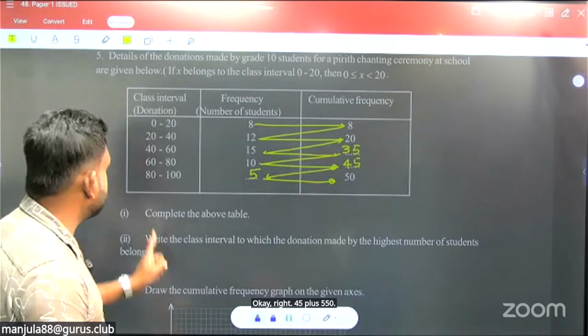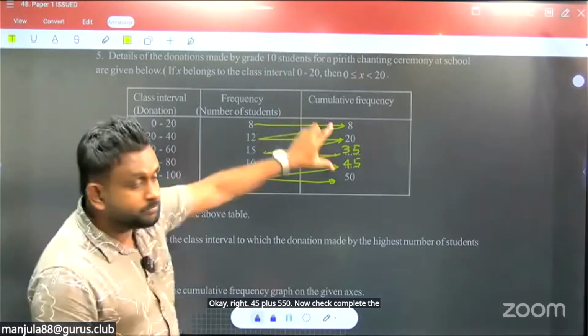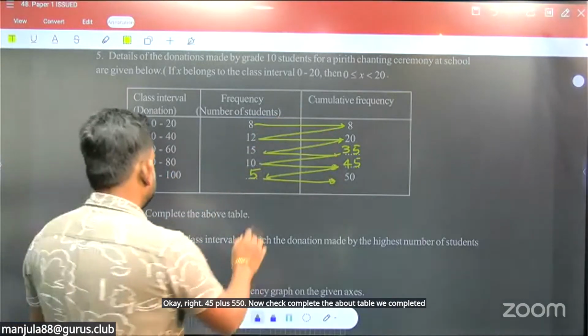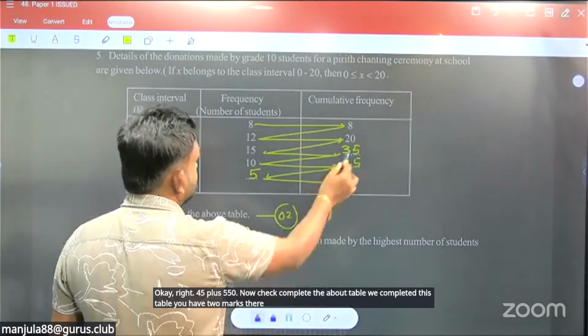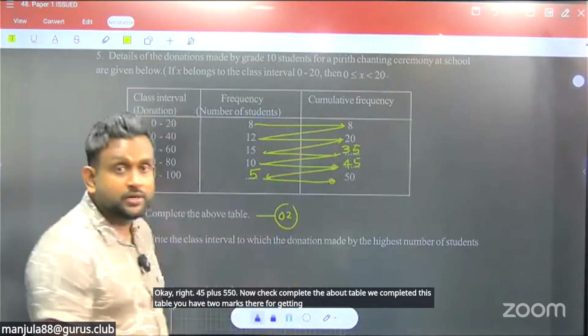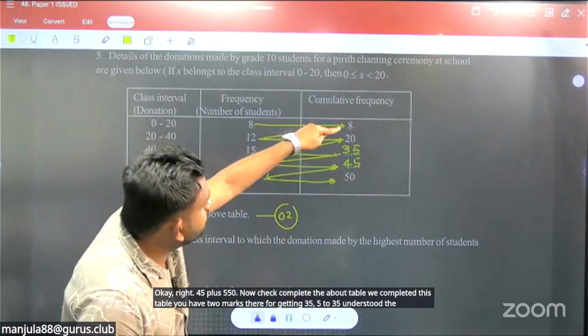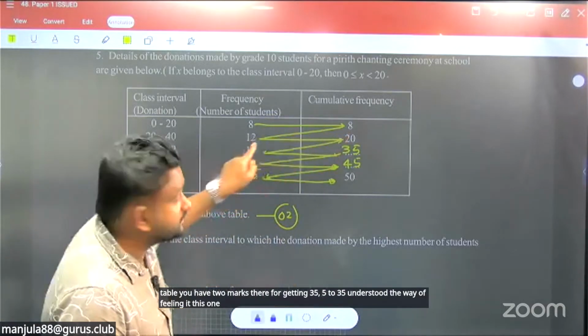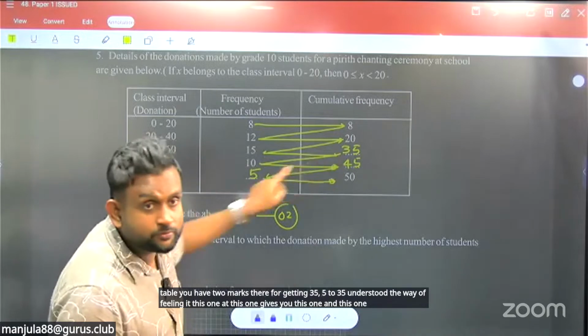Now check, complete the above table. We completed this table. You have 2 marks there for getting 35 and 50. Understood the way of filling it? This one at this one gives here. This one at this one gives here. Likewise, the values are being taken.